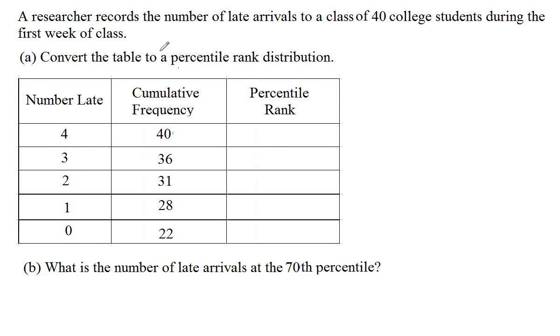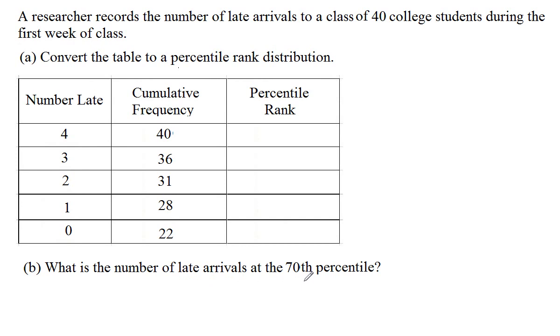We're looking at WebAssign Homework 1 and an example like problem number 11. In this example, we've got a researcher who is recording the number of late arrivals that students have to a class of 40, during the first week of classes. In Part A, they want us to convert the table to percentile rank, and in Part B, what's the number of late arrivals at the 70th percentile.